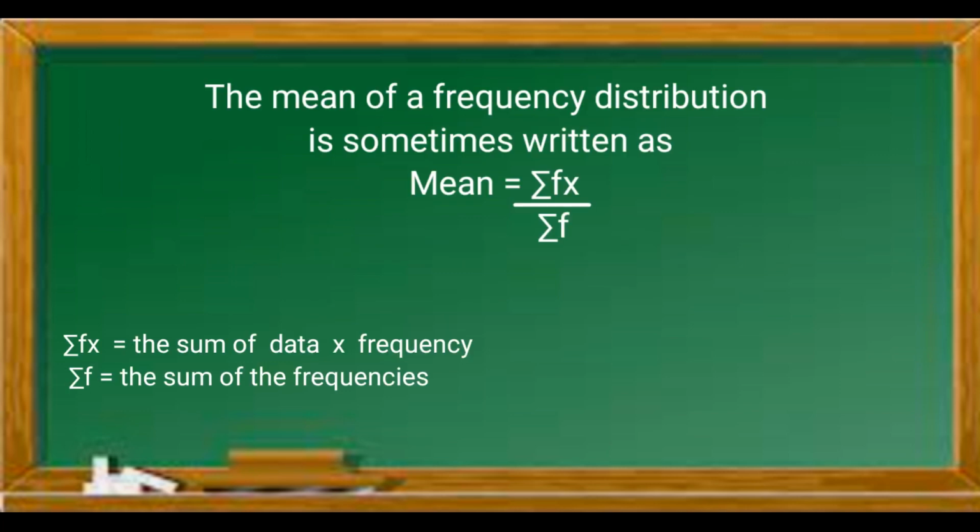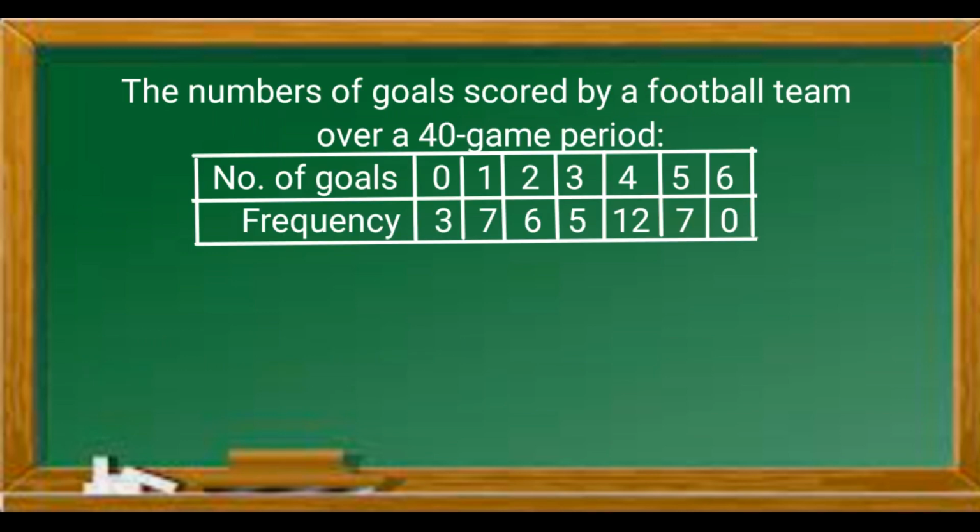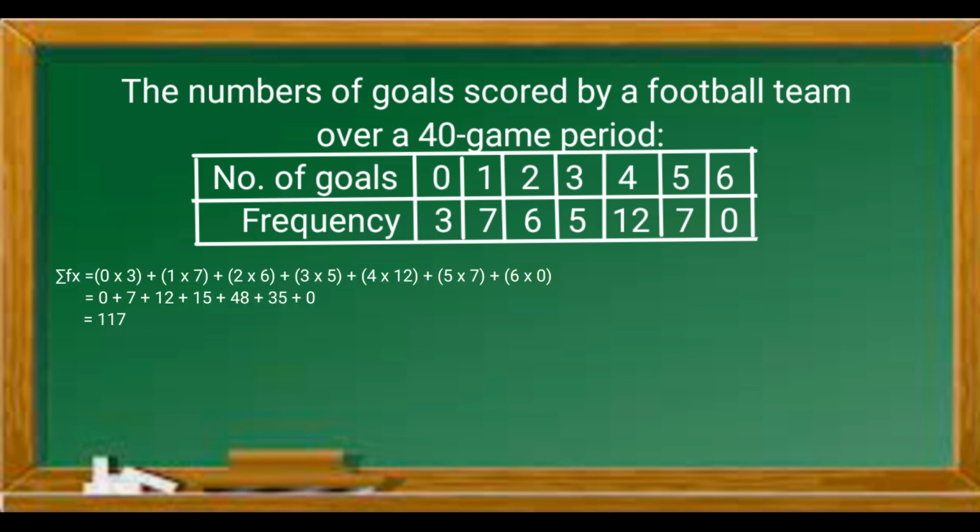The mean can also be found by the sum of data by frequency divided by the sum of frequencies. Example 2. The number of goals scored by a football team over a 40-game period is given by the table below. So to find the sum of the frequency by the data is 0 by 3 plus 1 by 7 plus 2 by 6 plus 3 by 5 plus 4 by 12 plus 5 by 7 plus 6 by 0.